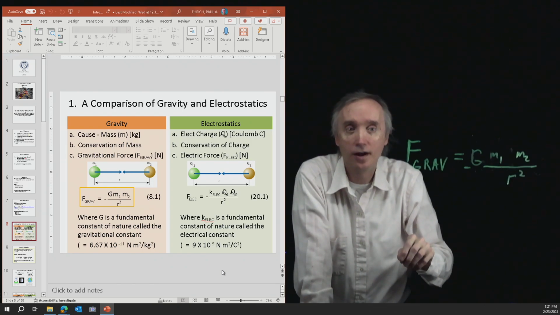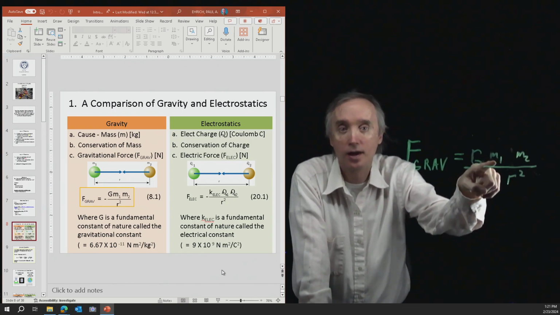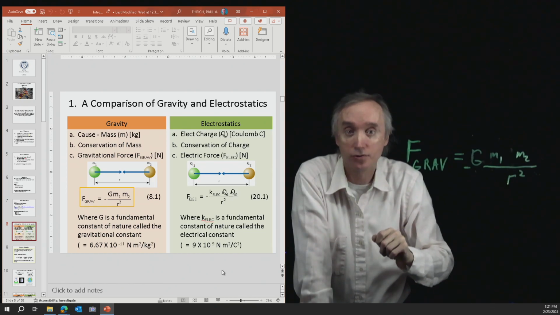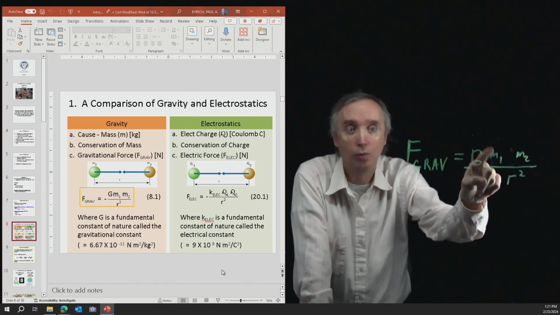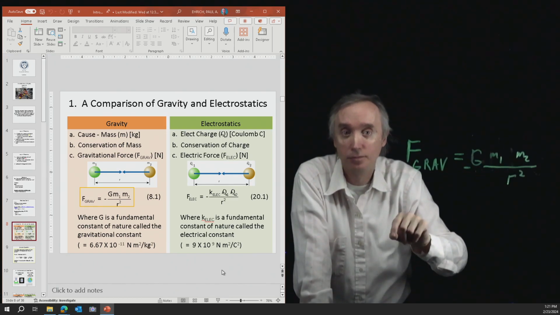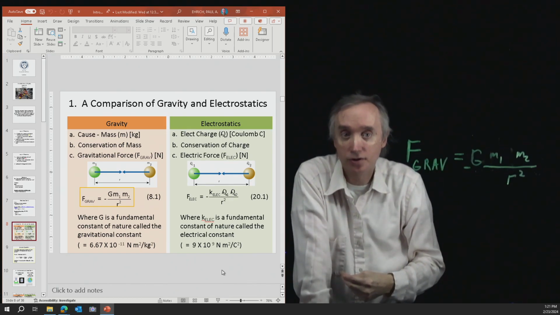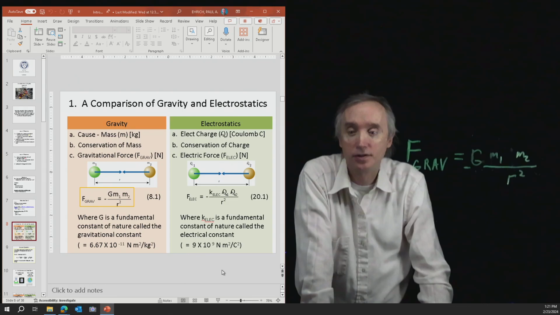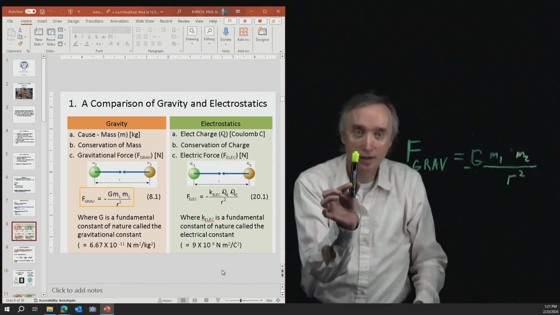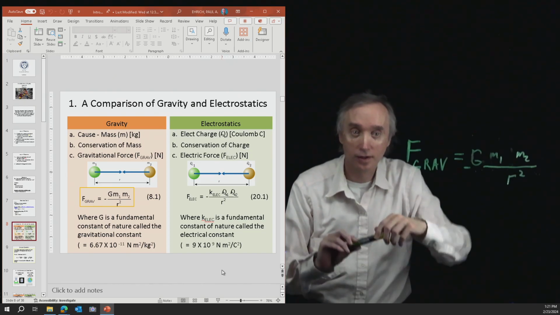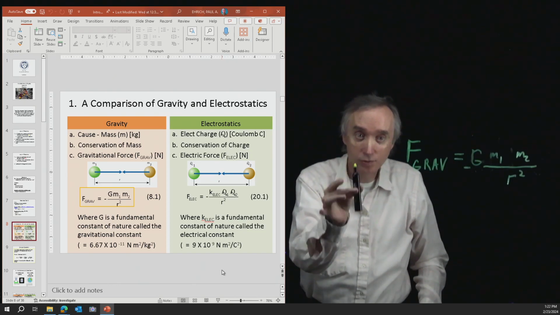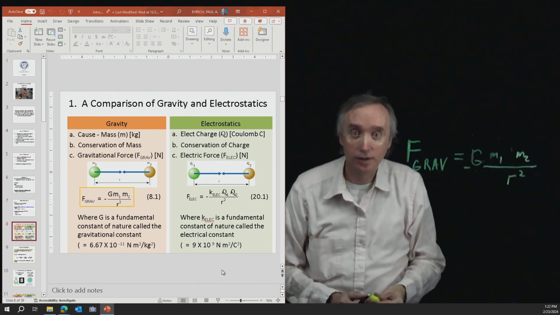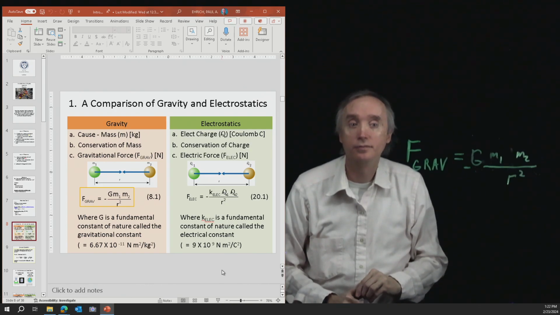Okay, but having said that, let's again look at the similarities. The cause of gravity is going to be mass, whereas the cause of the force of electricity is going to be electric charge. Notice that there's only one kind of mass, but there are two kinds of electric charge, positive and negative. Okay, you have conservation of mass. That means that if this thing weighs 10 grams, and then I pull it apart, and this weighs 9 grams, then this must have weighed 1 gram. So you can't create or destroy mass.